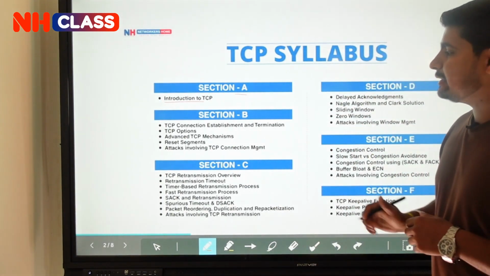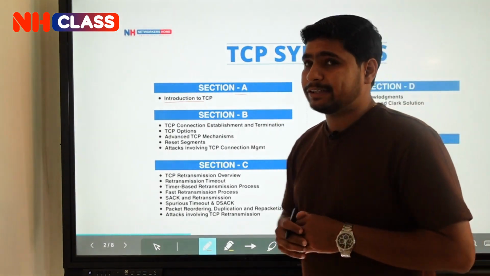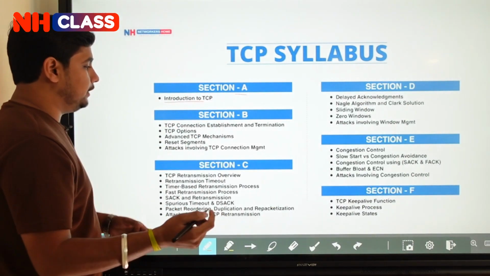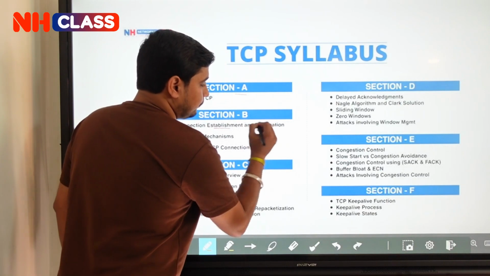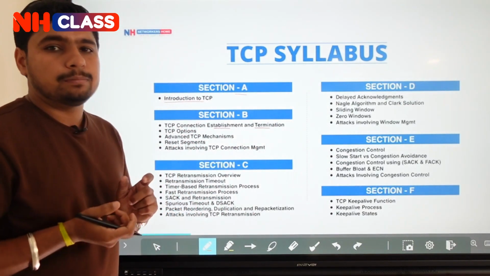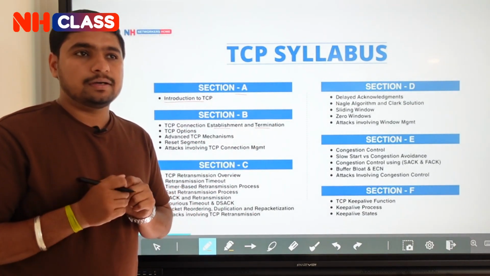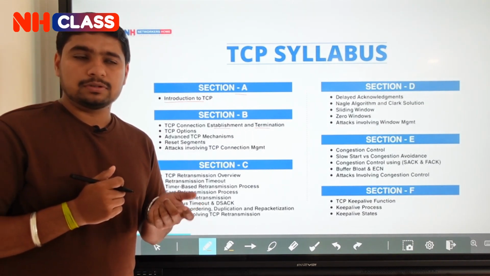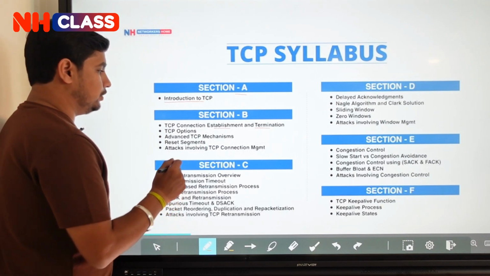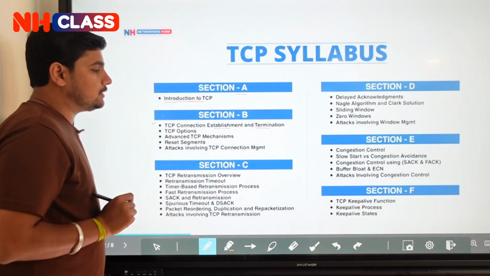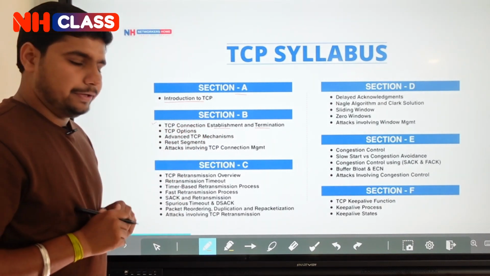The second is section B. What exactly is section B? In section B, we will discuss TCP connection establishment and termination. How a TCP connection is established, how it is terminated, what exactly the three-way handshake process is, what exactly the four-way handshake process is, and so on. Those things we will discuss in section B. This is the first point of section B.